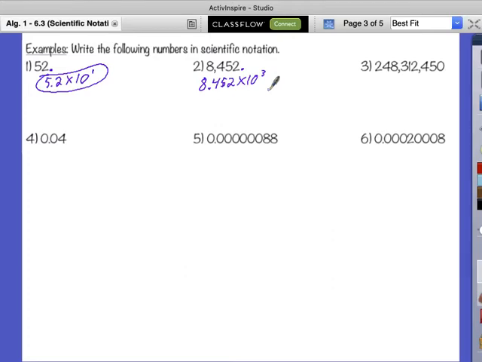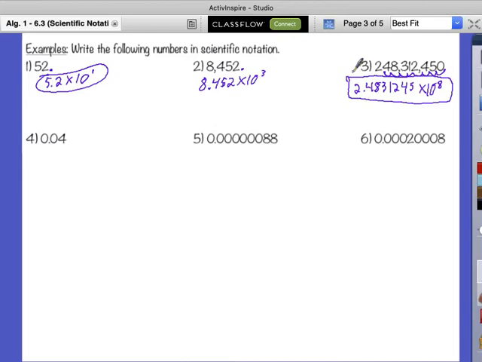Alright, so we end up moving this 1, 2, 3, 4, 5, 6, 7, 8 spots. 2.4, 8, 3, 1, 2, 4, 5. We don't actually need that 0. You don't actually need that 0 times 10 to the 8th, because if we were to move it back afterwards, we'd add back in the 0, so we're not concerned with it.